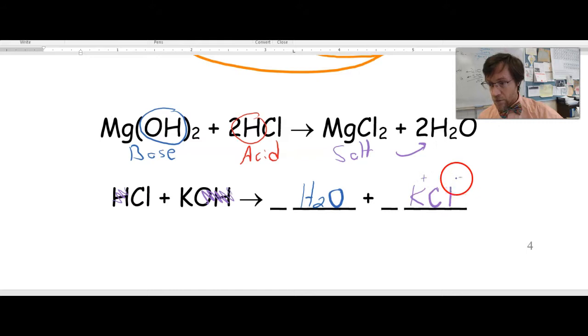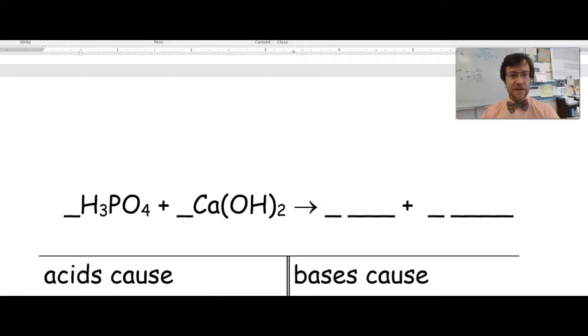Potassium is +1, chlorine is -1. If I do my crossover method, it's a 1-to-1 ratio. Bam. There it is. There's my neutralization reaction. Lovely. That was awesome. That was easy. Let's see about this one. And again, it's going to be the same thing, just a little bit different, right?